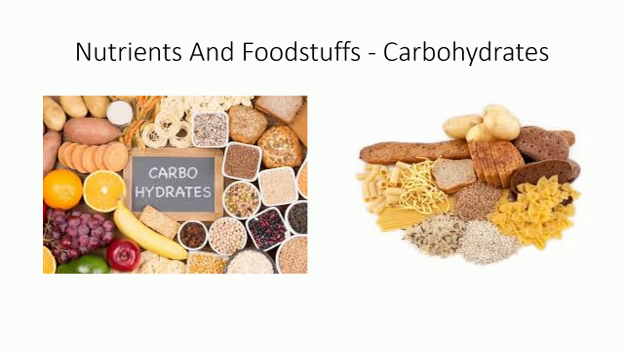Carbohydrates, fats, and proteins are also called macronutrients because these nutrients are required in larger quantities, whereas fiber, vitamins, and minerals are also called micronutrients because they are required in smaller quantities. Now let us study about each of these nutrients in detail.